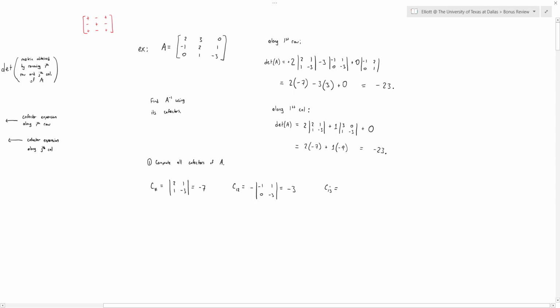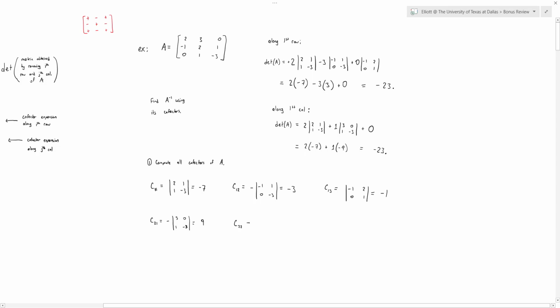For the 1, 3 cofactor, it's going to be plus. Then cross out the first row, the third column. We have this 2 by 2 remaining. This determinant is going to be negative 1, okay? Next, let's get the 2, 1 cofactor. So second row, first column, it's going to be minus. Okay. And then here, cross out the second row, first column, 3, 0, 1, negative 3 remaining. It's going to be negative 9, but then there's a minus in front, so it'll be positive 9. Okay.